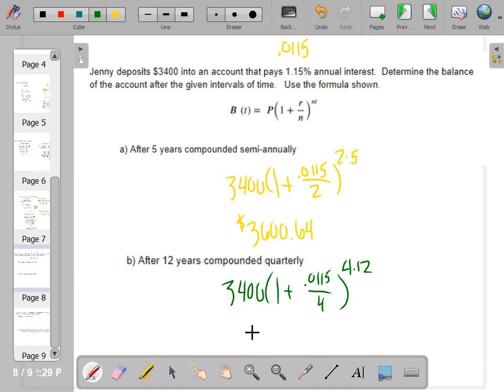3902.34. So if you do it for 12 years, you end up making from 3,400 to 3,900, a little over 500 bucks, which is pretty sweet. Again, that's the balance. So after 12 years, you do nothing, but you make $500. Cool.